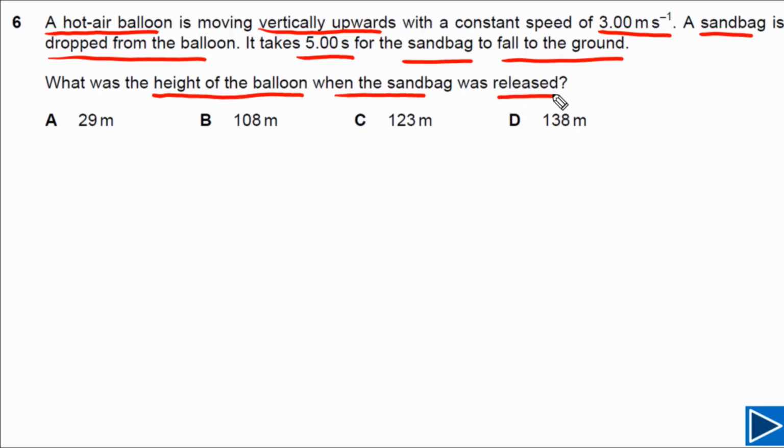Let's try to sketch this problem, because the best way to answer any question in physics is to sketch. When we sketch any problem, we can visualize. When we can visualize a problem, then we can easily answer. Let's try to sketch this problem first.